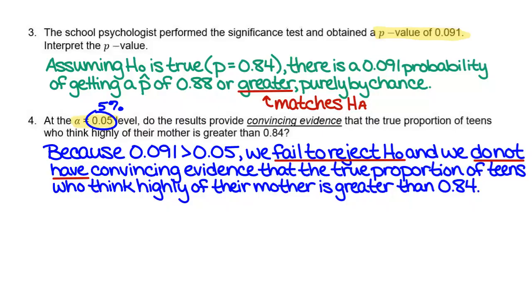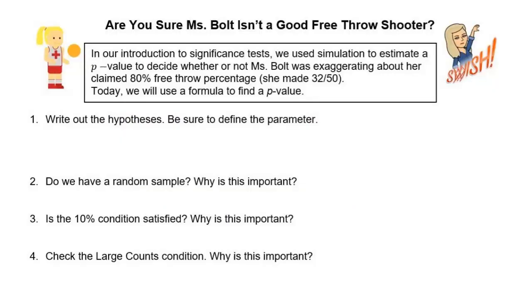We're going to spend most of the rest of our time now talking about how you come up with this p-value. Yesterday, we looked at how to come up with a p-value through simulation. We made our dot plot, and we looked at how many dots were at the observed result, p-hat, or less. So we used simulation for that. Let's flip over to page 5. It says, in our introduction to significance tests, we used simulation to estimate a p-value to decide whether or not I was exaggerating about my claimed 80% free throw percentage. I made 32 out of 50. Today we're going to use a formula to find the p-value.